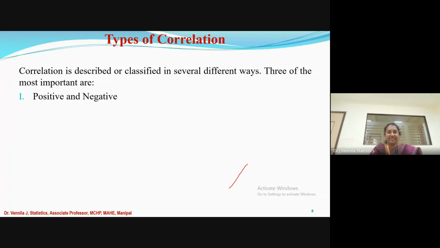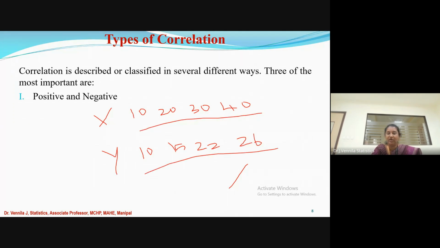If you have an X and a Y value, X is one variable, Y is one variable. The X value is increasing: 10, 20, 30, 40. Gradually it is increasing. And the Y value is also like that: 10, 15, 22, 26. See here, both the x value and y value are gradually increasing.